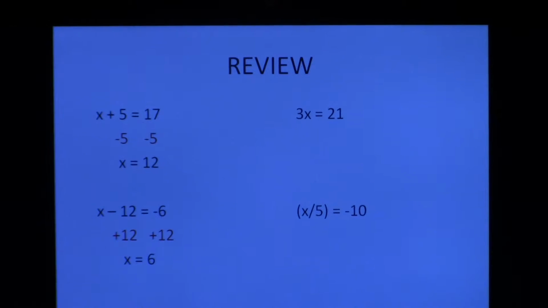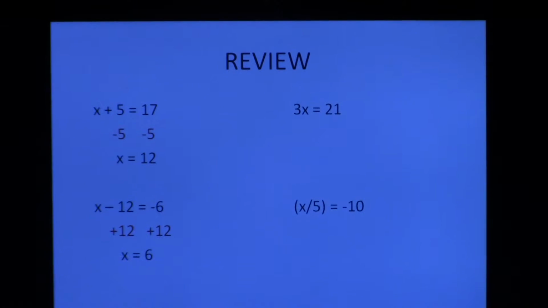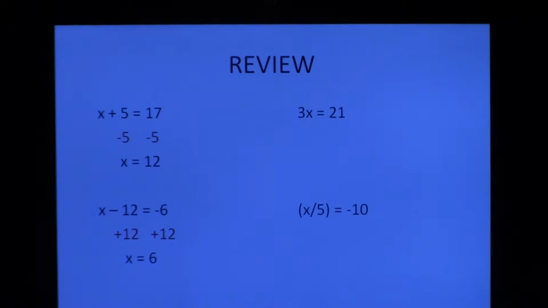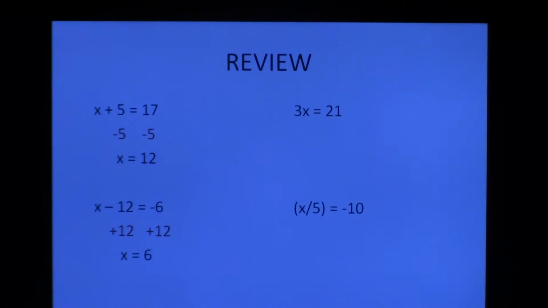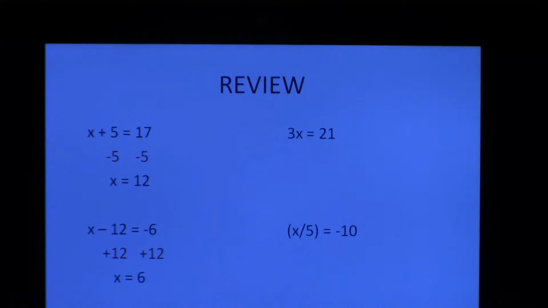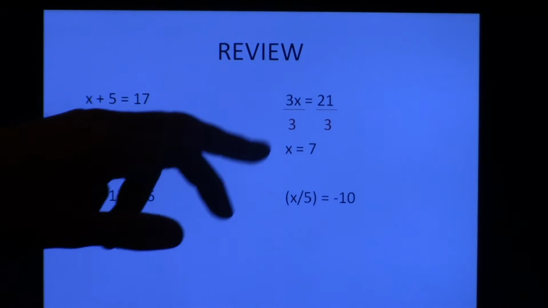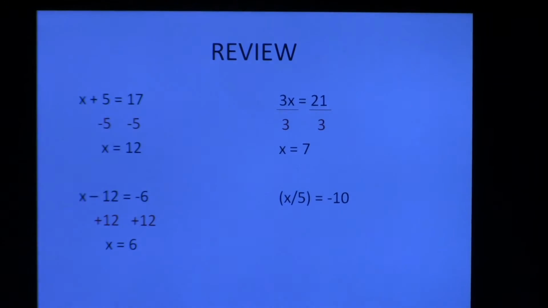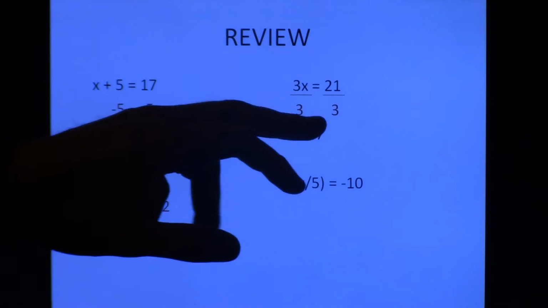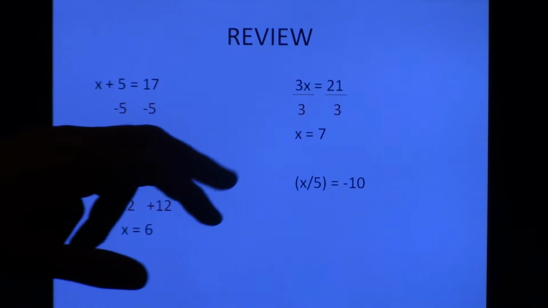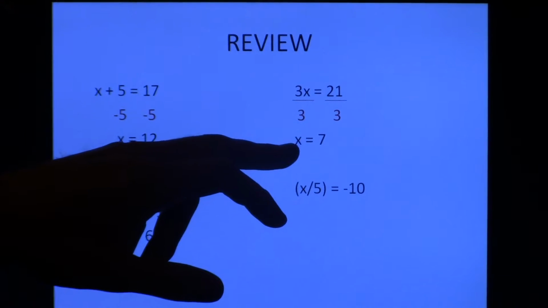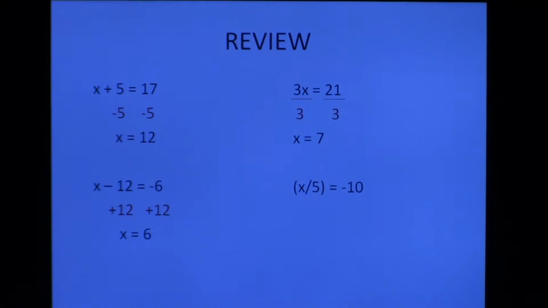And with 3x equals 21, we have multiplication here. How do we undo multiplication? We use division. So we're going to divide by 3 on both sides. So we have 3 over 3, which is 1, and then 21 over 3, which is 7. So we have 1x, or just x, equals 7.